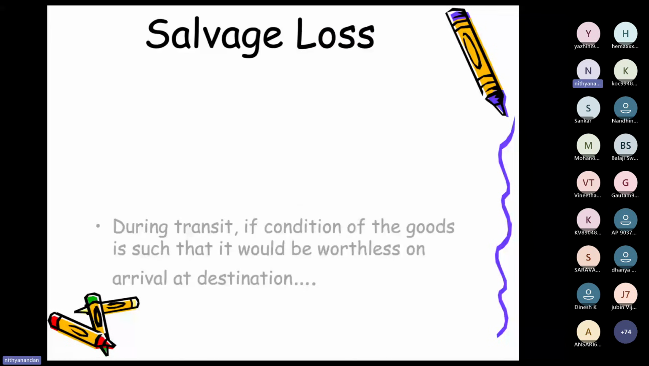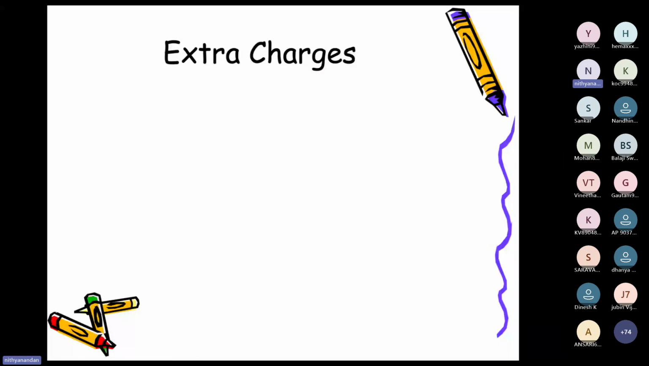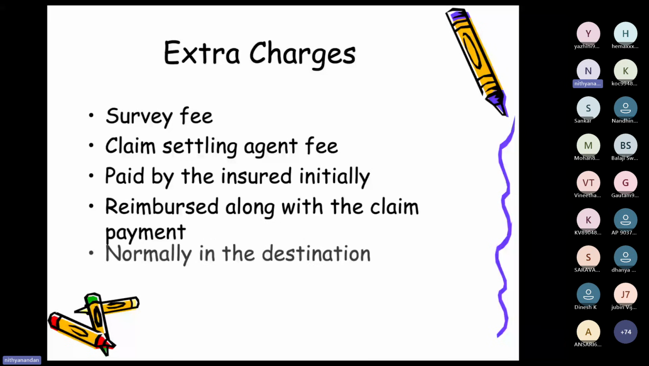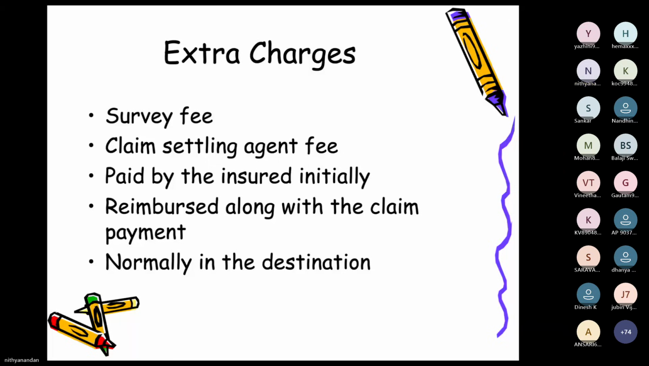So sue and labor charges are spent only for one cargo and short of destination, right? Next charges is extra charges. Extra charges comprises only two expenses: one is survey fee and the other is claim settling agent fee, right? These two are normally spent on arrival at destination, paid by the insured initially. So normally the insured will pay these two fees and it should be reimbursed to the client along with the claim payment.